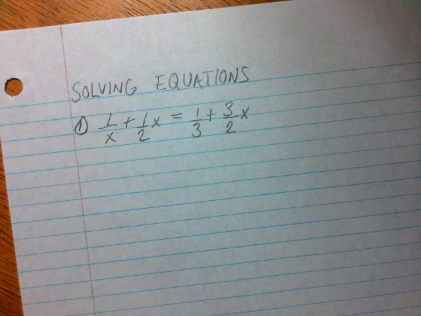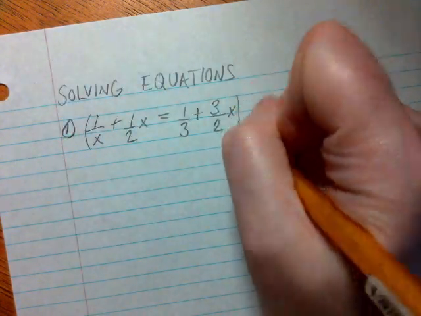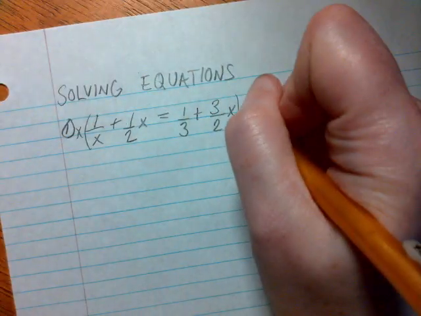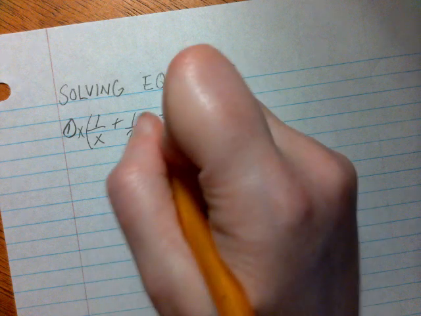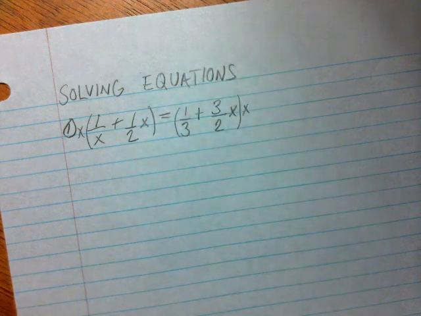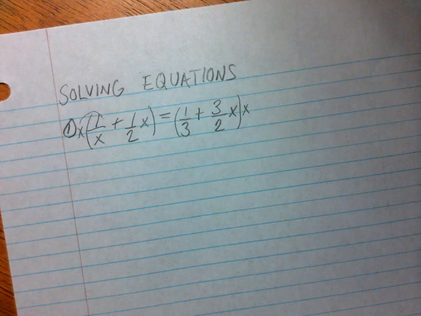Well, I could multiply by x. So that's what I'm going to do. I'm going to multiply both sides by x. Then I won't have x in the bottom of a fraction anymore. You need to be careful when you do this, though, that you distribute that x to every term on each side. So I'm going to do x times 1 over x, and I'm going to do x times 1/2 x.